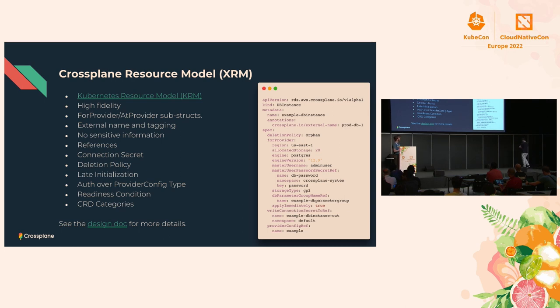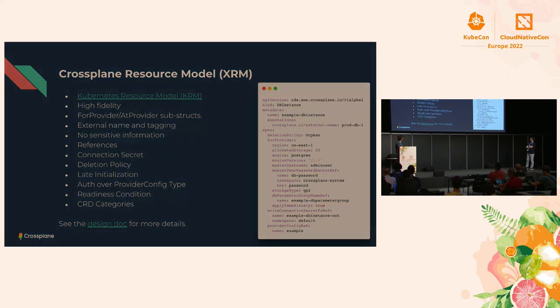And then deletion policy: if you don't want the DB instance to ever be deleted, you can keep it orphan, and even though you delete this resource, it's still going to be in AWS. And yeah, others are readiness conditions and CRD categories, which we can take a look at later. And there is this link for the whole XRM spec.